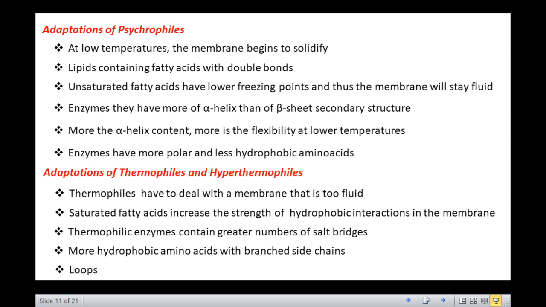In addition, loops of the peptide chain that are at the surface and project into the surrounding environment are deleted in thermophiles when compared to their mesophilic homologs. Removal of these surface loops may prevent an active hot solution from tearing the protein apart.